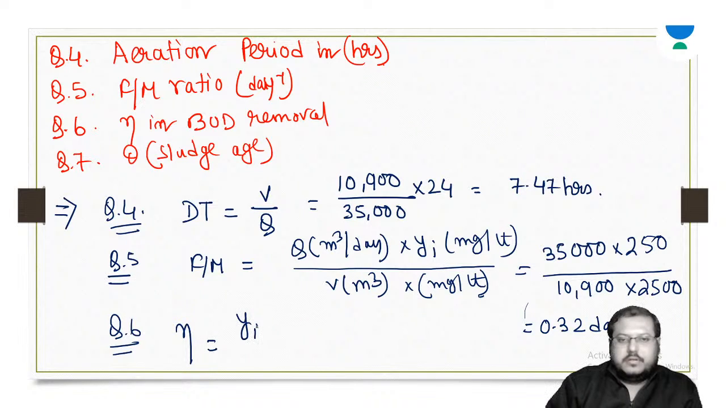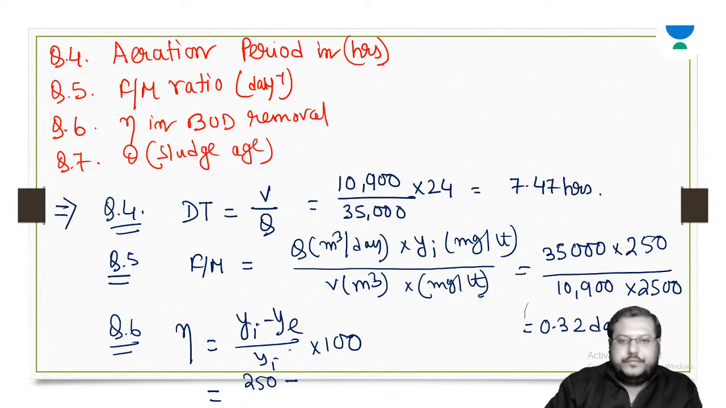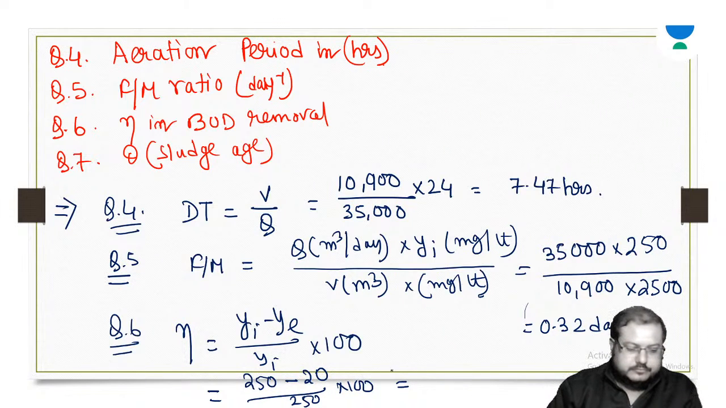Efficiency is Yi minus Ye by Yi into 100. So what is the influent BOD concentration here? 250. What is the effluent BOD concentration? 20. So 250 minus 20 by 250 into 100. How much will it be? 92%.